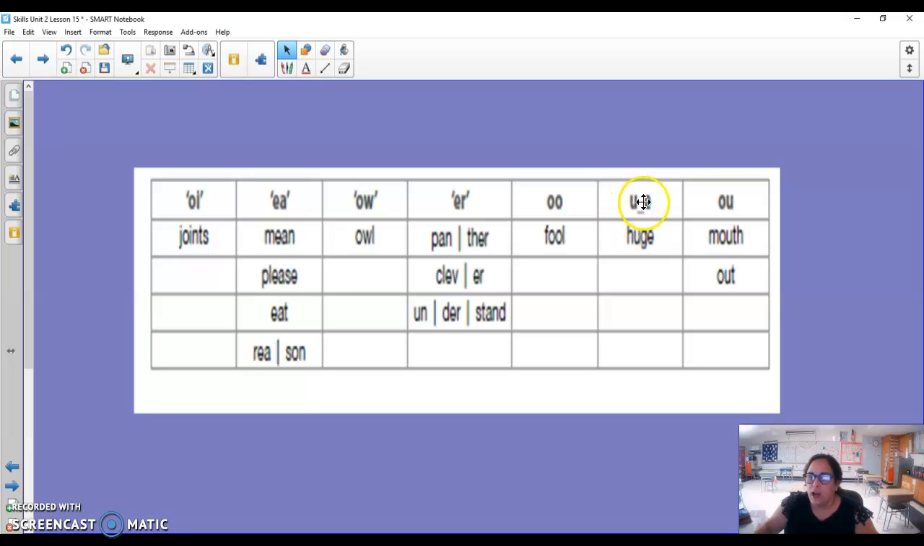The next one, U consonant E, is also a type of syllable because it is the silent E syllable or the vowel consonant E. So remember, the E is magic, and so the E says, hey, you, say your own name, and I'm going to be quiet. So if we sound this word out, it's huge. What's the word? Huge.